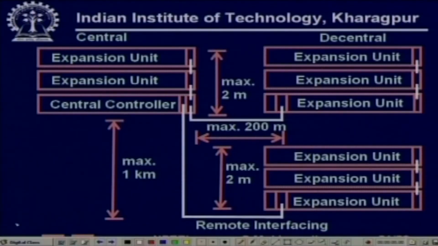So, here you are. This is one rack, let us say, and then you can have several racks, for example. They are connected by what are known as interface units. So, these are interface modules. Similarly, you can expand your number of modules.